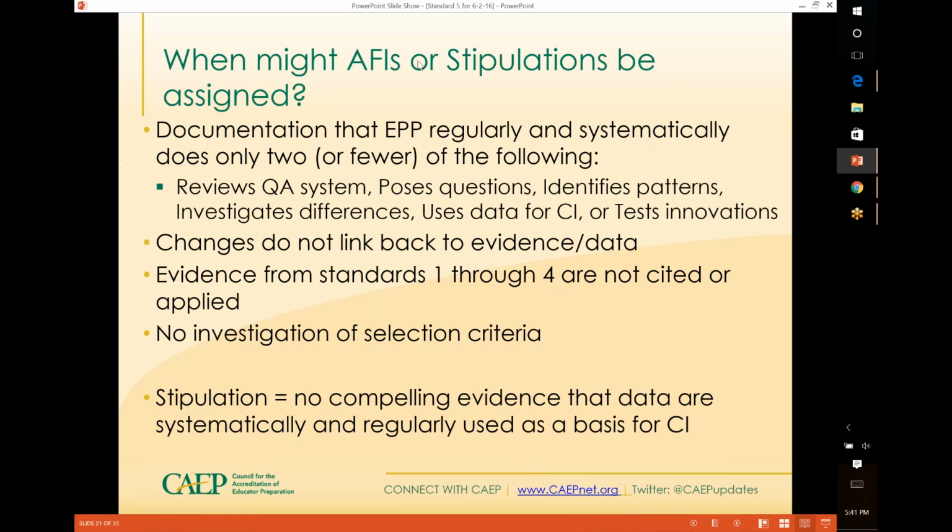If you're far out in terms of your next visit, let's say you're out at 2020 or 2021 or further, then initiating an investigation of selection criteria would be in your best interests. A stipulation, that's the "you've got to fix this in 2 years" kind of weakness, means that there's no compelling evidence that data are used as a basis for continuous improvement. So if you've got a lot of talk out there, but no data showing how you've systematically referred to your data and evidence and presented that to stakeholders, and it's resulted in a recommendation for significant changes, then you might be in trouble in this component.